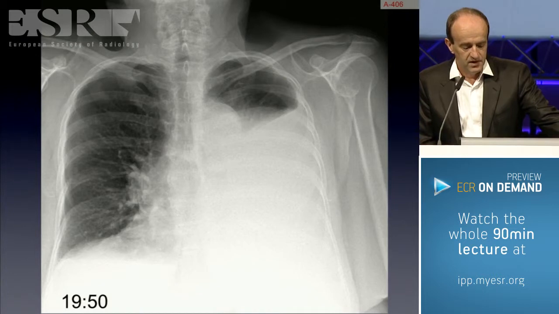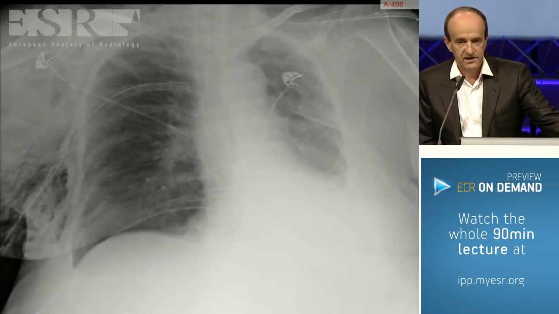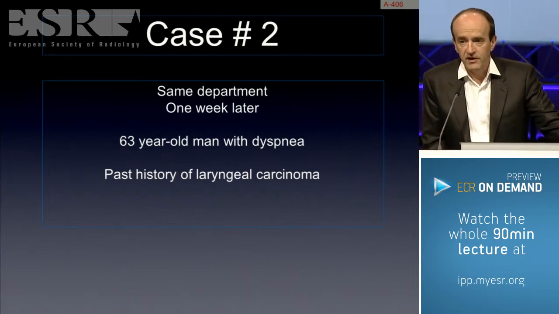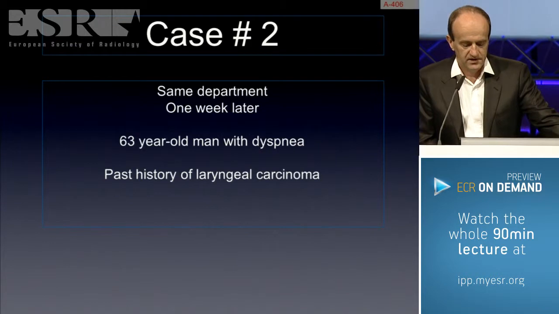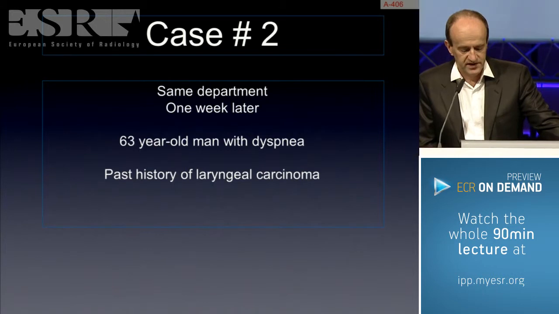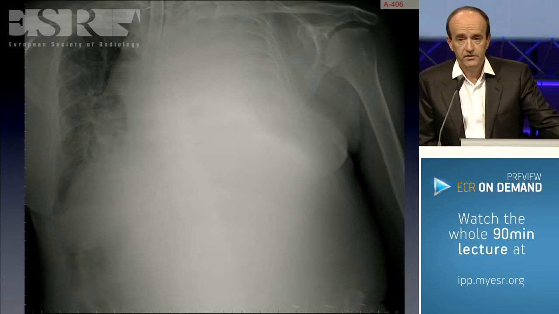What happened? A pneumothorax appeared on the right. The patient had to be intubated and stayed for 10 days in the intensive care unit. So, you may think that this kind of error never happens twice. In the same department 10 days later, a 63-year-old man presenting with dyspnea and a past history of laryngeal carcinoma. Here is the radiograph. And we reported a left pleural effusion.